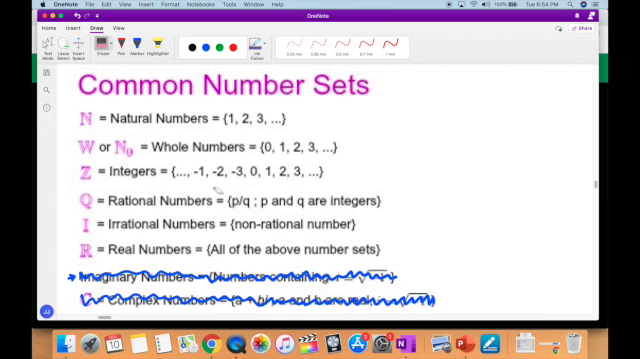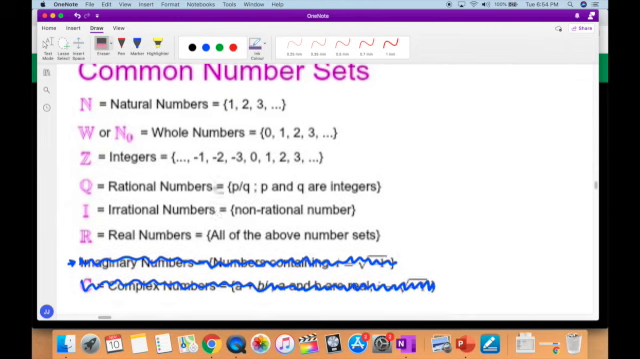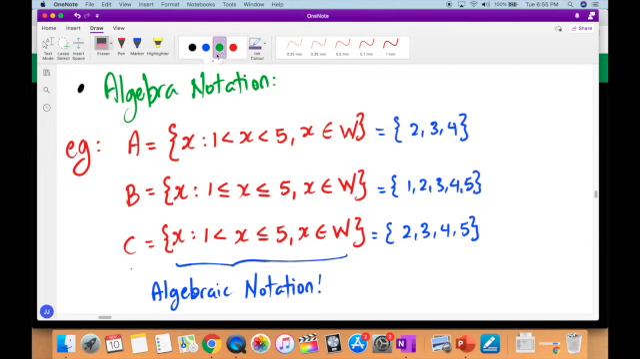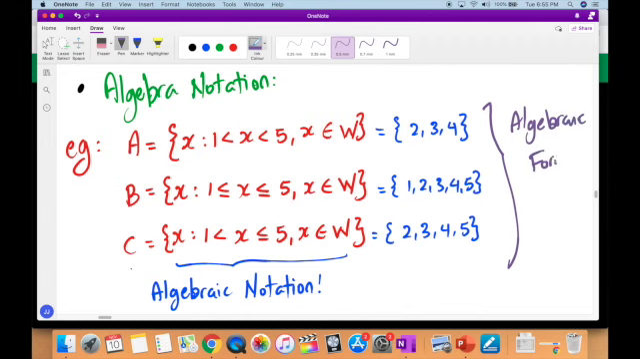Okay, next. There's just 2 more topics we have to do, and then we'll get to some questions. So remember we had the roster form and we had the set builder form. Well, this is another form, called the algebraic form. Algebraic form is another way of writing sets using algebra. And this is why I did algebra before anything else, because algebra does play a role in everything.